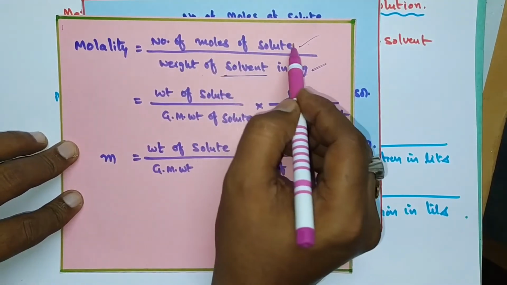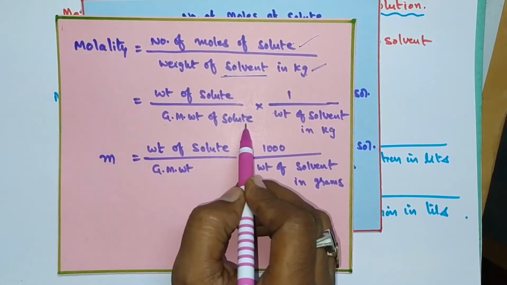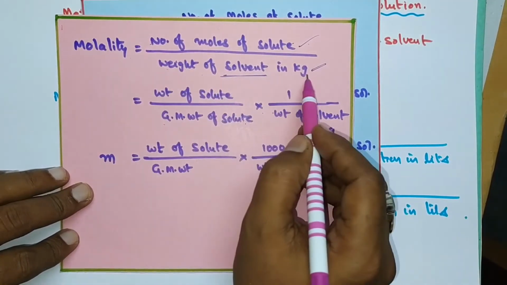Here again, number of moles of solute means weight of solute by gram molecular weight of solute, into 1 by weight of solvent in kg.